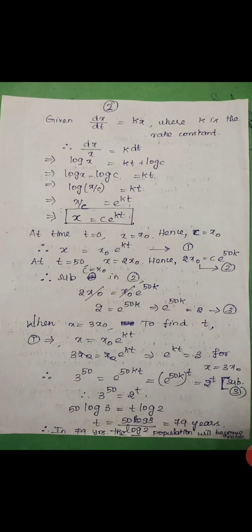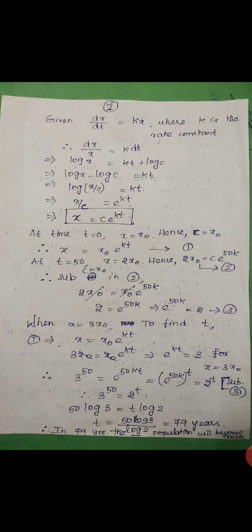Plus c, plus constant. Integrating dx by x gives log x equal to kt plus log c. You have to separate the log terms on one side and the remaining terms on the other side. Then we get log x minus log c is equal to kt, so log of x by c is equal to kt. x by c is equal to e power kt.